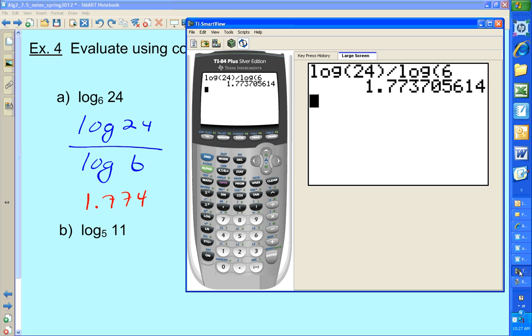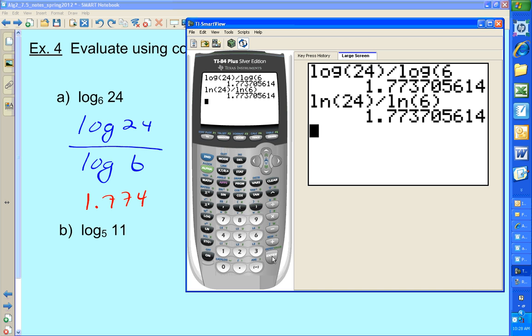You can also do natural log. Natural log of 24, close parenthesis, divided by natural log of 6. And you get the same exact value. It doesn't matter which base you use. Now, a couple of people have the special calculators, the magic calculator with the log base whatever you want button. If you have those, you can use them, but if you don't show the change of base, you won't get credit.